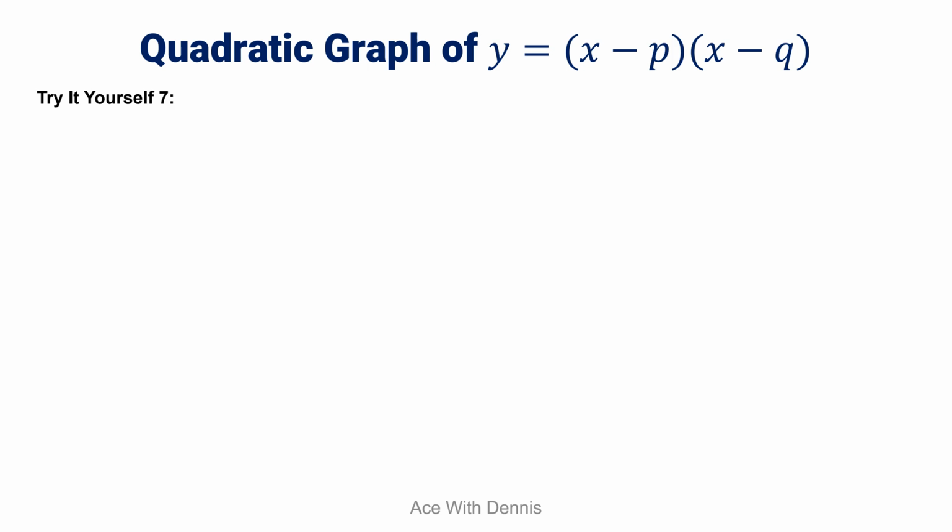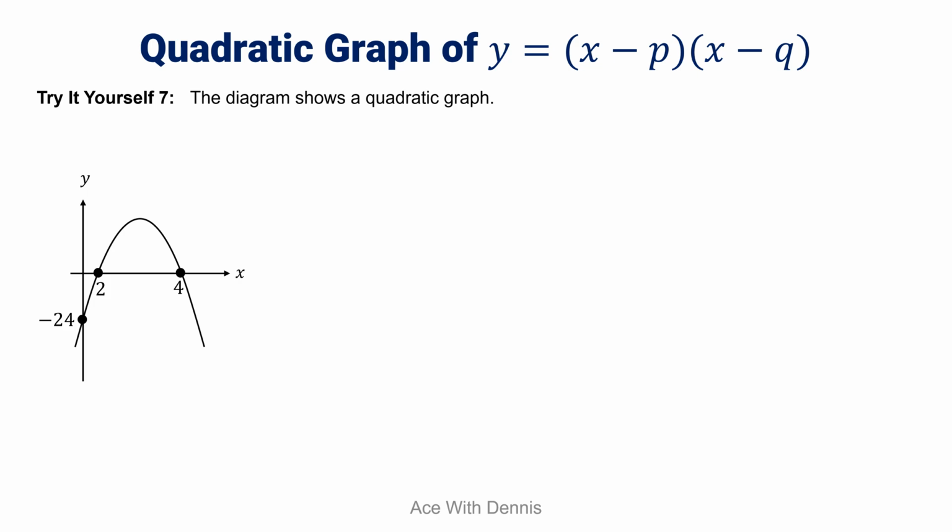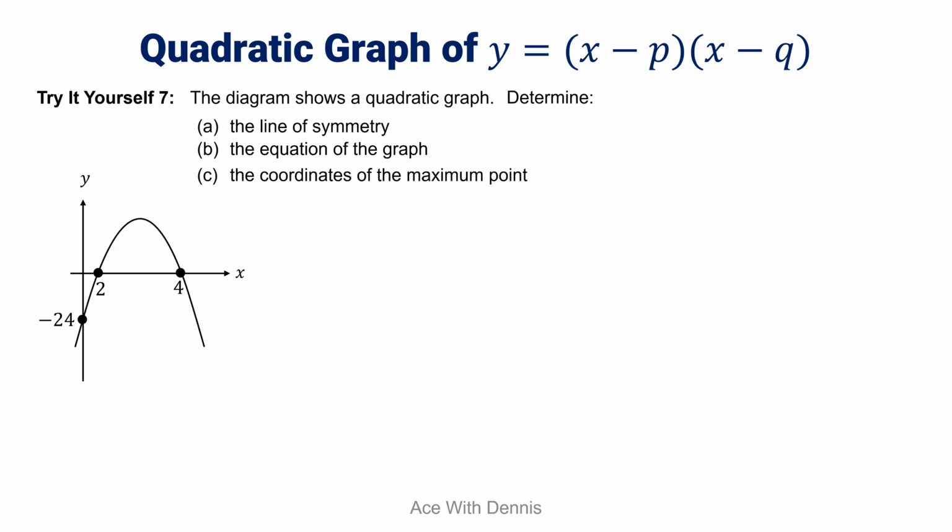Alright, now it's your turn to try this similar example yourself. Given this diagram, the diagram shows a quadratic graph. Determine A, the line of symmetry, B, the equation of the graph, and C, the coordinates of the maximum point. You can pause the video and try to do it yourself.